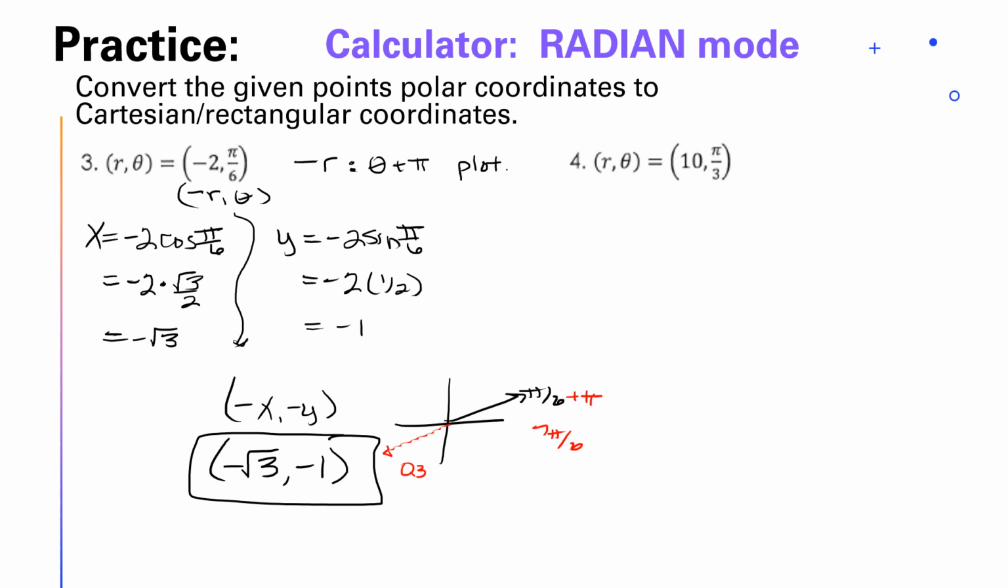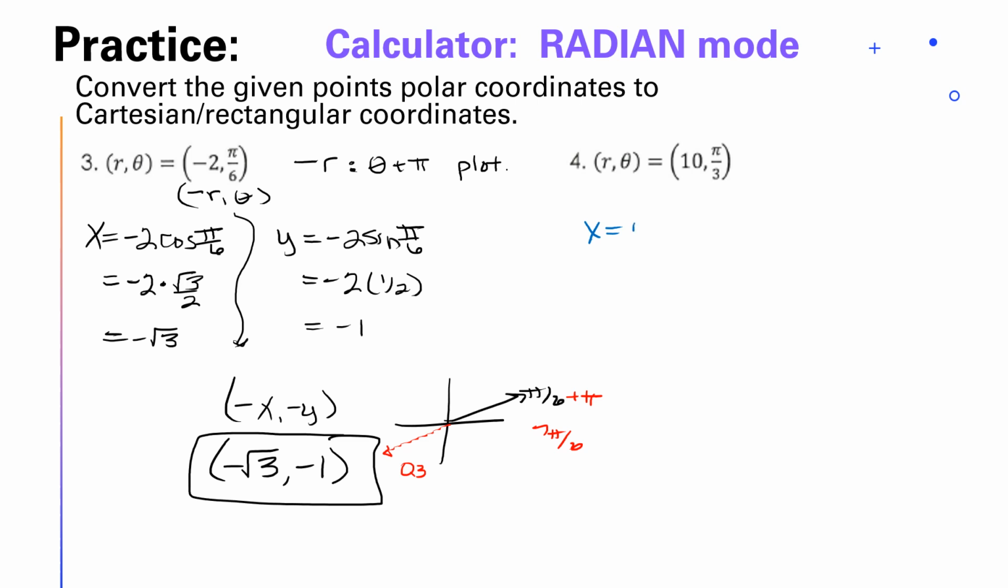Our next one, the last one of this set, is (r, theta) = (10, pi over 3). My radius is 10, it's positive, and my angle pi over 3 is also positive. So cool, shouldn't have any issues with this one.